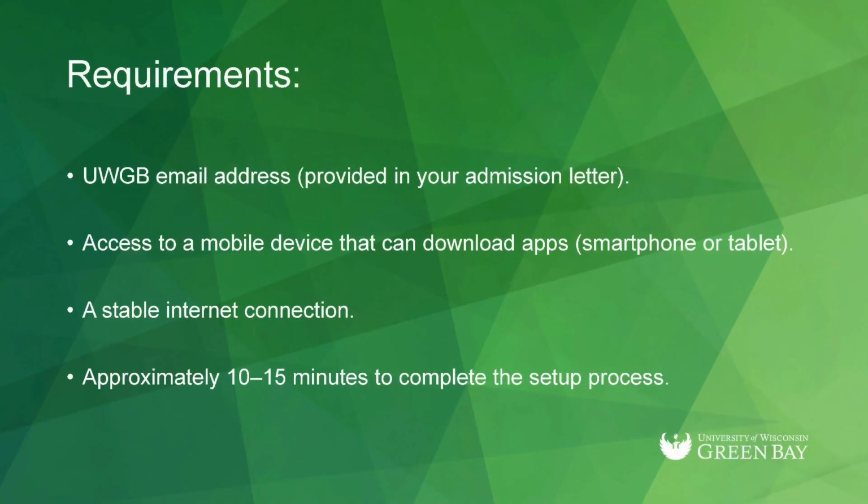Before we begin, make sure you have everything you'll need. Your UWGB email address, which you can find in your admission letter, a mobile device, such as a smartphone or tablet that can download apps, a stable internet connection, and around 10 to 15 minutes to complete the setup process. Once you've gathered these items, you're ready to begin.